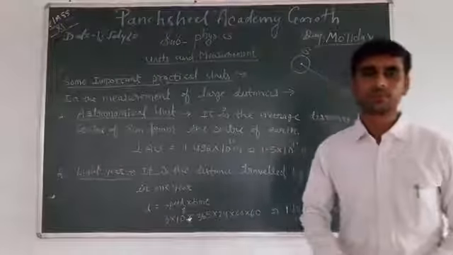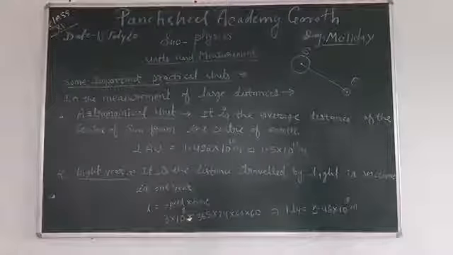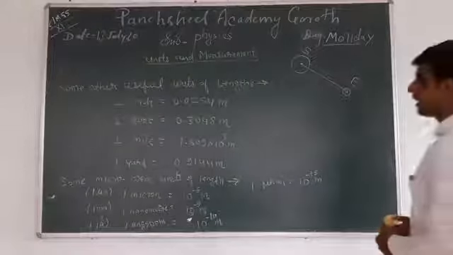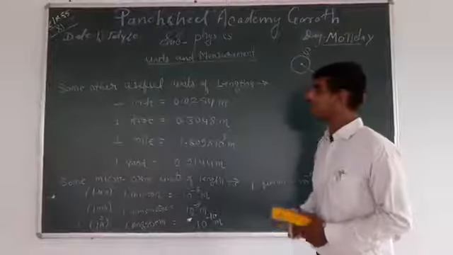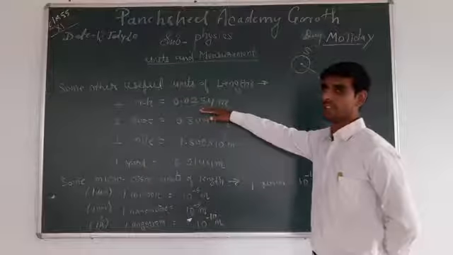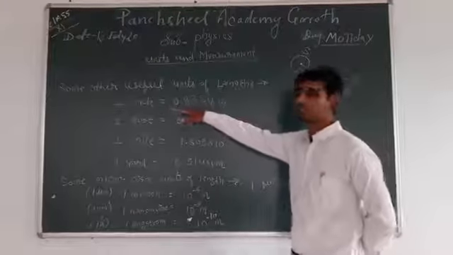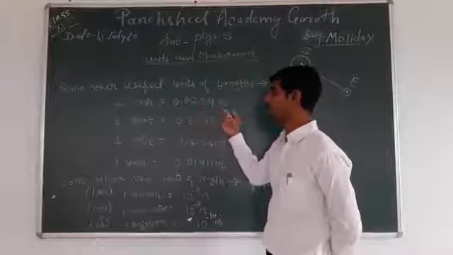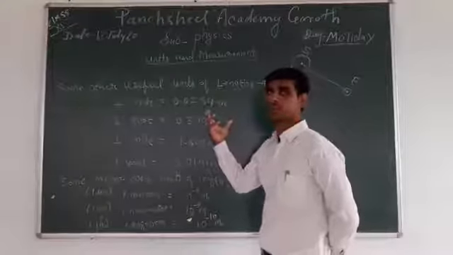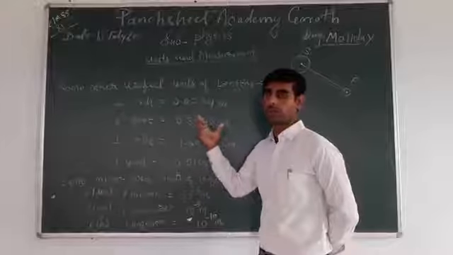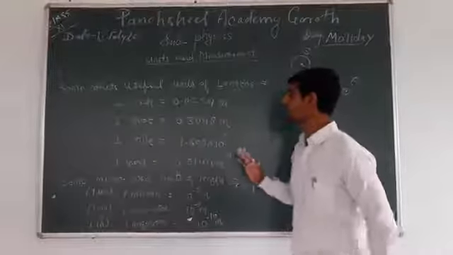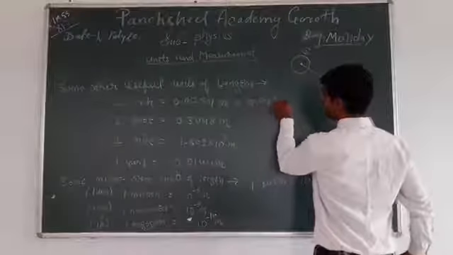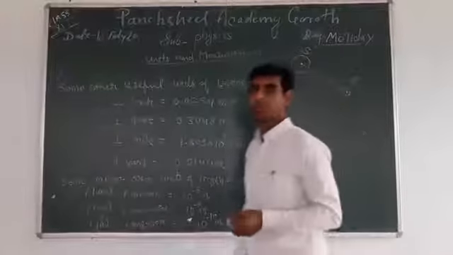Write down. So some other useful units of length. First, 1 inch. 1 inch equal to 0.0254 meter or 2.54 centimeter, because you know 1 meter means 100 centimeter.